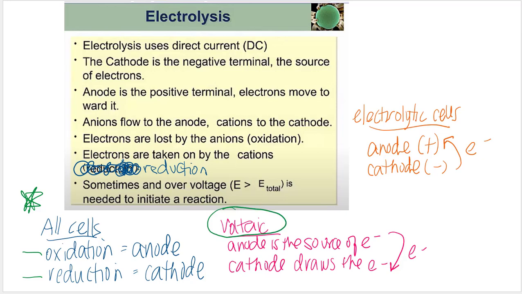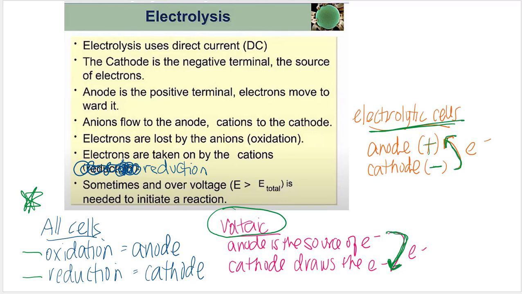Now, what's true of voltaic cells? The anode is the source of electrons and the cathode draws the electrons. So our electron flow is going from the anode to the cathode. That's our voltaic cells, our galvanic cells. In electrolytic cells, our anode has flopped and it's now the positive end, and our cathode is the negative end. So in electrolytic cells, our electrons still flow from negative to positive.